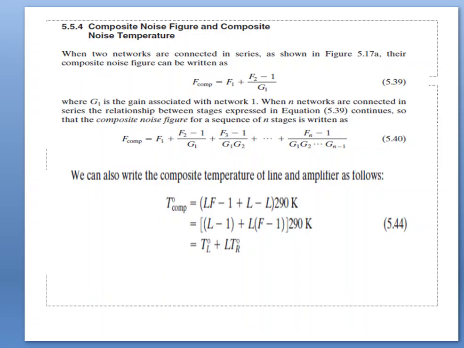by analogy with the equations, we can rewrite the composite temperature T composite is equal to (LF minus 1) into 290 degrees Kelvin. So we can also write the composite temperature with support of amplifier: T composite is equal to (LF minus 1 plus L minus L) into 290, that is equal to (L minus 1 plus L(F minus 1)) into 290, that is equal to TL plus LTR. Make sure that the formula for composite temperature is TL plus LTR.